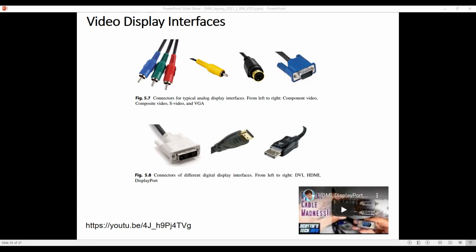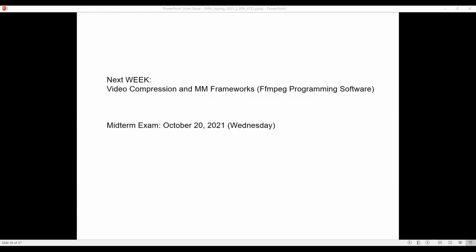Next week we will start video compression and multimedia frameworks. Especially we would like to see the FFmpeg programming software for compression and conversion from one format to another, and various other things regarding audio and video. So that will be your programming demonstrations.